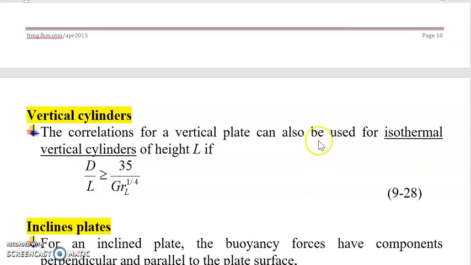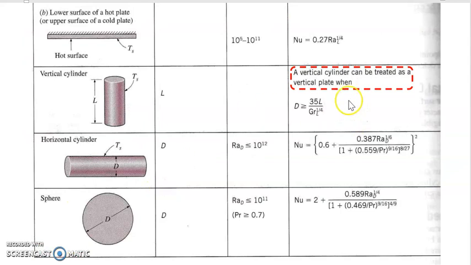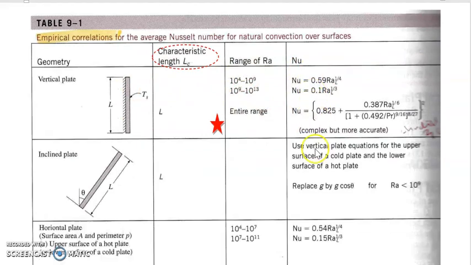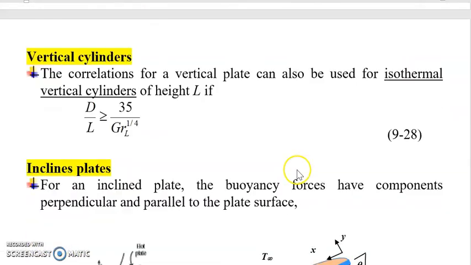So, vertical cylinders. The correlations for a vertical plate can be used for isothermal vertical cylinders of height L if this condition 9.28 is satisfied. So you may use this correlation for vertical plate, either one of these three, provided you satisfy this equation: the diameter over the length must be equal to or greater than 35 over the Grashof number based on length to the power of 1/4.